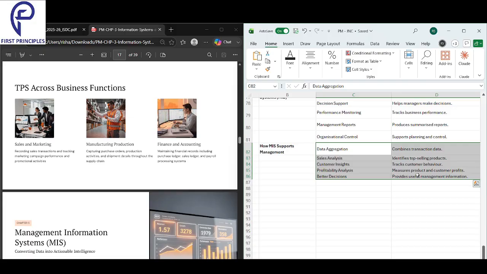It aggregates. It combines all the transactions. It does a sales analysis. What direction are your company sales going in? It gives you customer insights. It tracks customer behavior. It gives you profitability analysis. How much has been your profitability? And it helps you in making better decisions. So what does MIS do? It aggregates the data, gives you sales analysis, customer insights, profitability analysis, and it makes better decisions for you.